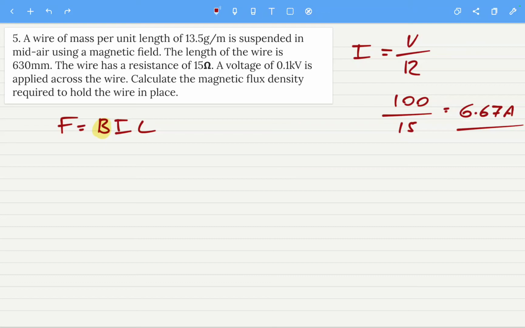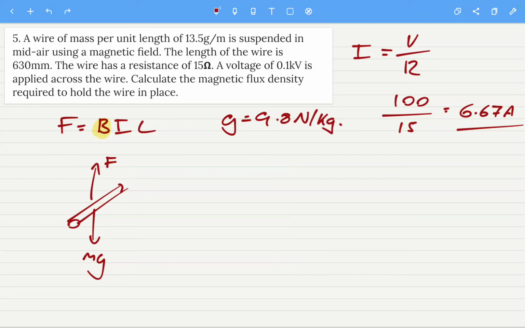Okay, right, so the force that's holding it up. Now, if you've got a wire suspended in midair, so try and draw a wire, so there's a wire in midair. The magnetic force is holding it up and it's got to overcome the weight, mg. Remember, weight is mass times gravitational field strength. G being gravitational field strength on the surface of the Earth is 9.8 newtons per kilogram. So the magnetic force has to be equal to the weight. So what we could do is replace this F with mg because they must be equal to each other. So mg equals BIL.